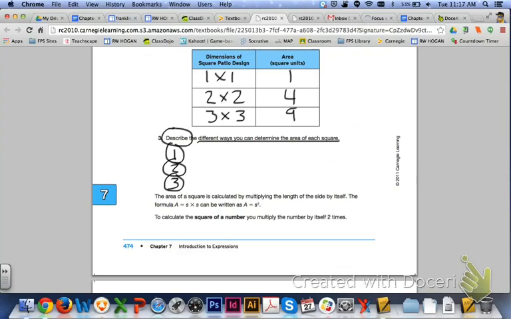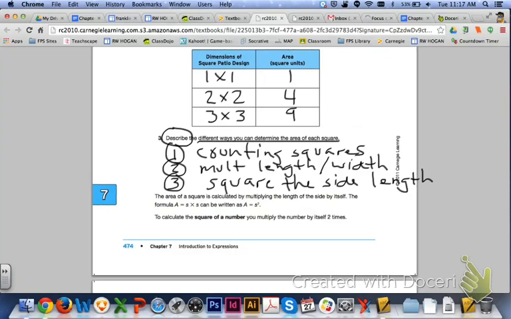Let's go ahead and take a look at number 3 underneath the table. It says describe the different ways that you can determine the area of each square. I'm looking for 3 different ways that you could determine the area, so go ahead and answer number 3. Come up with 3 different ways that you can determine the area of each of those squares.